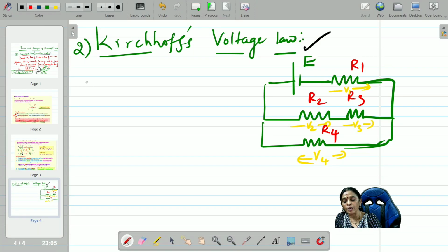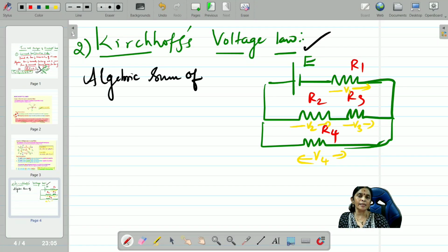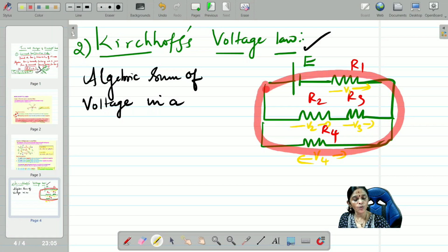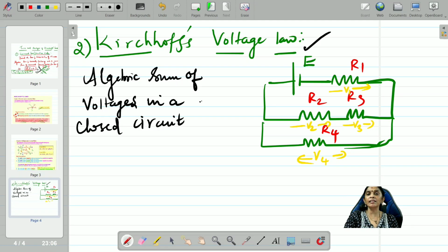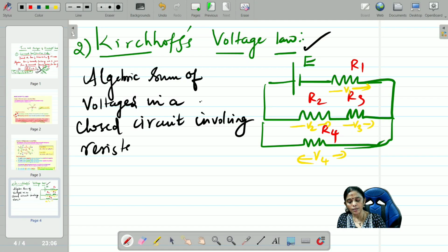So simply you can say Kirchhoff voltage law states that the algebraic sum of potential differences, or the algebraic sum of voltages, in a closed circuit, you see here, this is all a closed circuit, involving current and resistance as well as cells instead of battery, that is resistors and cells, is always equal to 0.